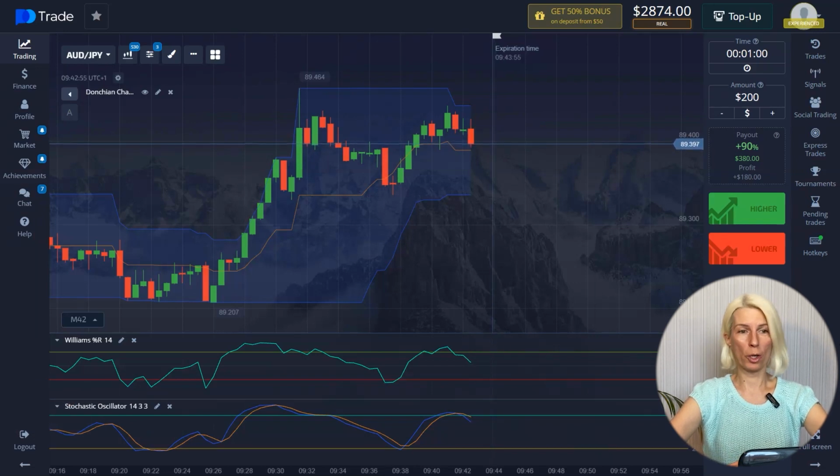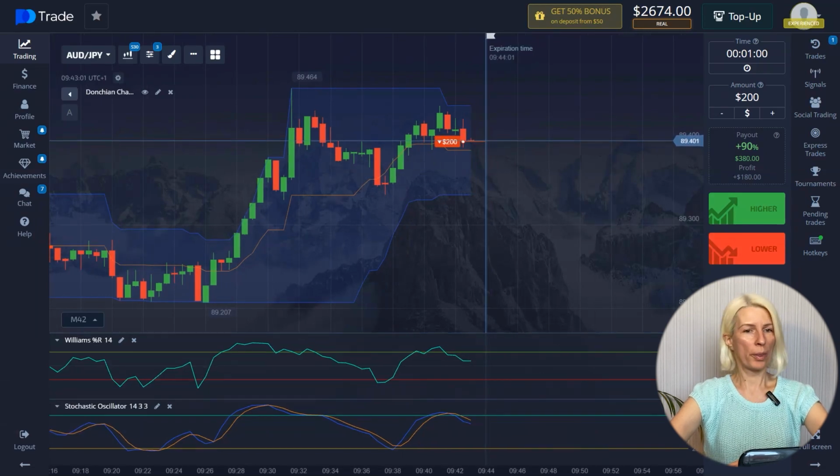We continue. I want to open only down trades today, and I open a down trade for 1 minute with $200 in. The stochastic and Williams percent range indicators helped in making a decision on this trade, which had clear signals about a possible price decline. Let's watch the price move. The price is just above the entry point into the trade.